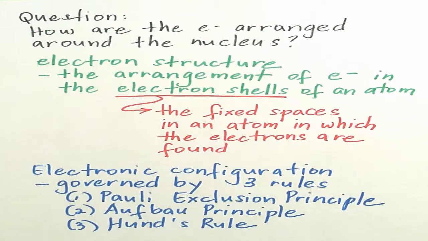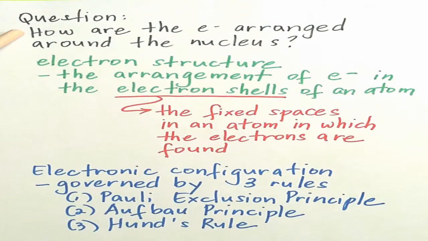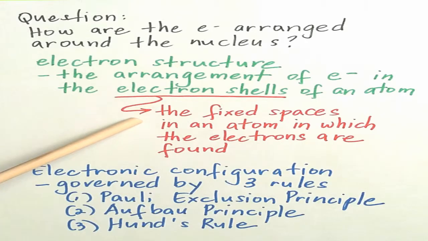So question, how are the electrons arranged around the nucleus? We have what we call electron structure to answer that question. Electron structure refers to the arrangement of electrons in the electron shells of an atom. And what are electron shells? These are the fixed spaces in an atom in which the electrons are found.